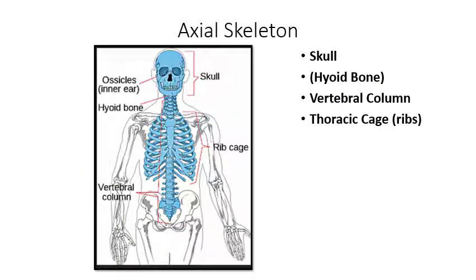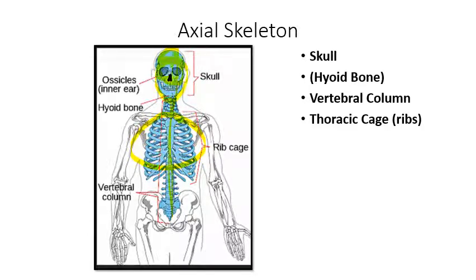Okay, so here you have a good illustration of the axial skeleton. Right, so the axial skeleton includes the skull, the vertebral column, and the thoracic cage. The thoracic cage is the ribs. The vertebral column, you know what that is, and you know what the skull is.